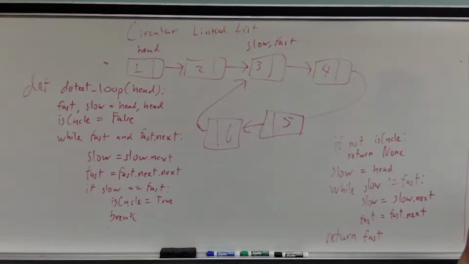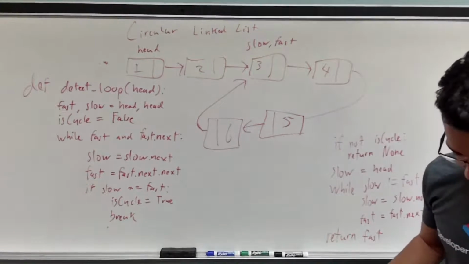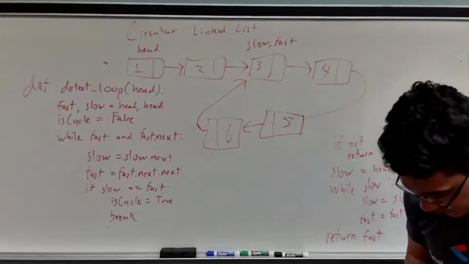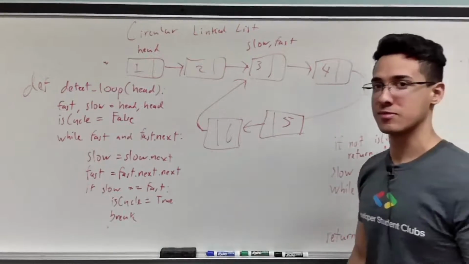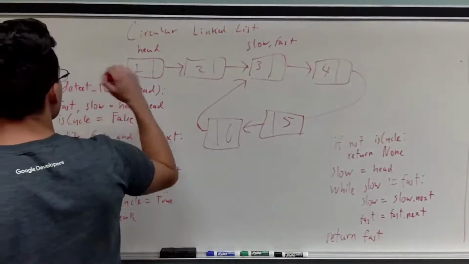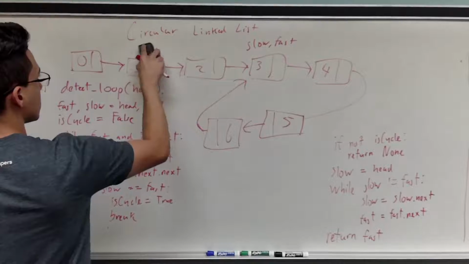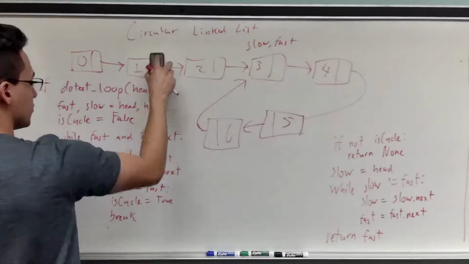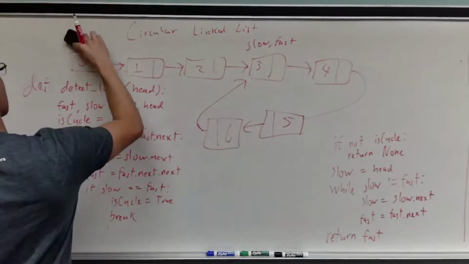What if there was a node before 1? That's the difficult part. If we're just moving both of them one by one, how do we know that they do meet up? What if there's always a gap? Somehow they always meet up, if there's a cycle. If you set slow to head, they would always meet up. But now slow's at 0 and fast is at 5. This might change where they met up.